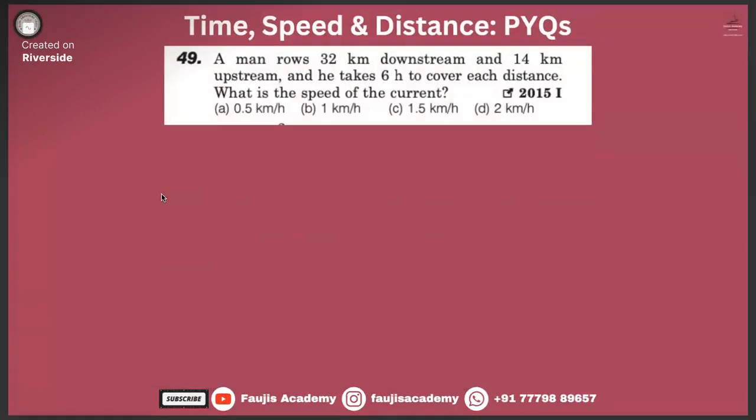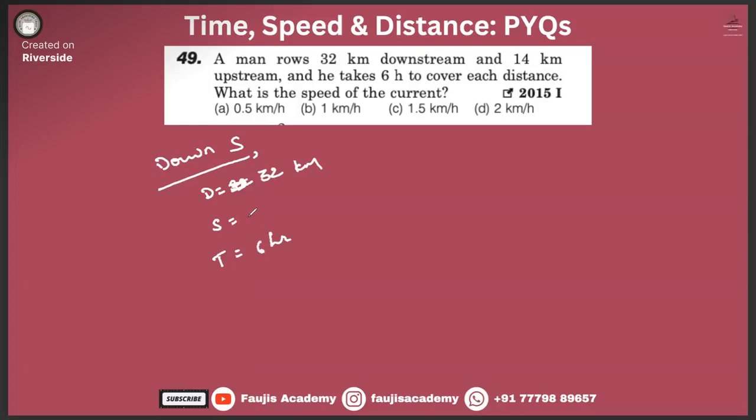A man rows 32 kilometers downstream and 14 kilometers upstream, and it takes 6 hours to cover each distance. What is the speed of the current? Easy one. Downstream distance is 32 kilometers, right? Speed we don't know. Timing we know: 6 hours.